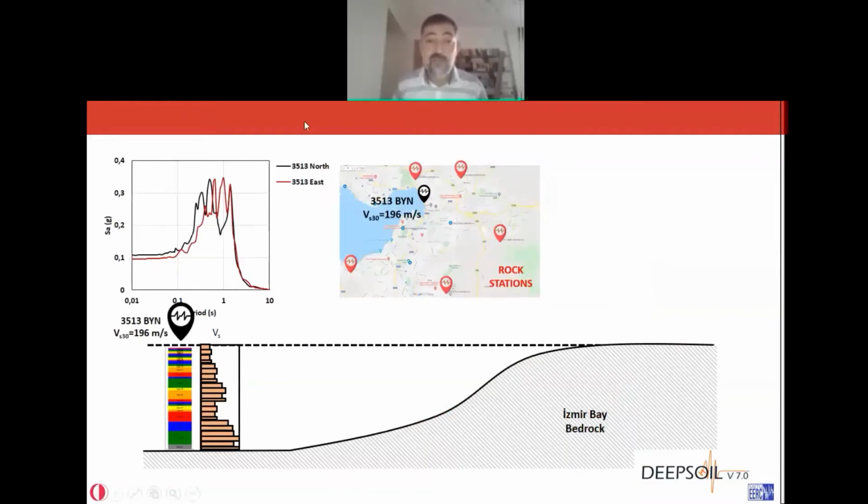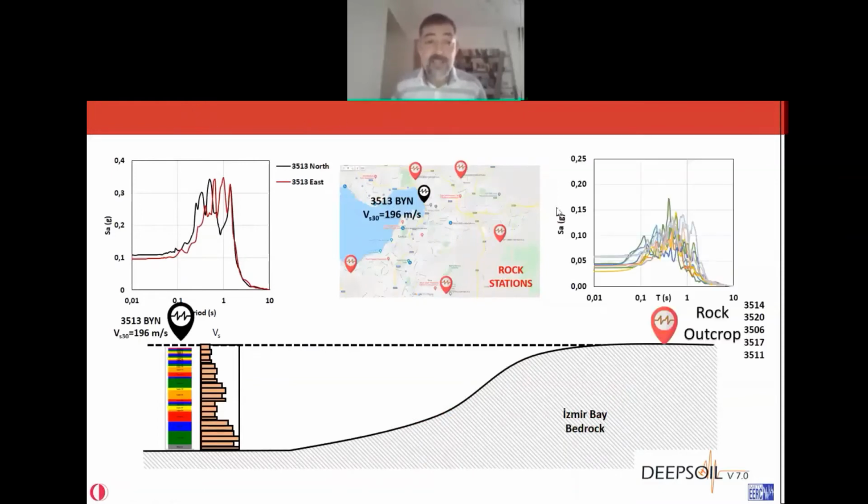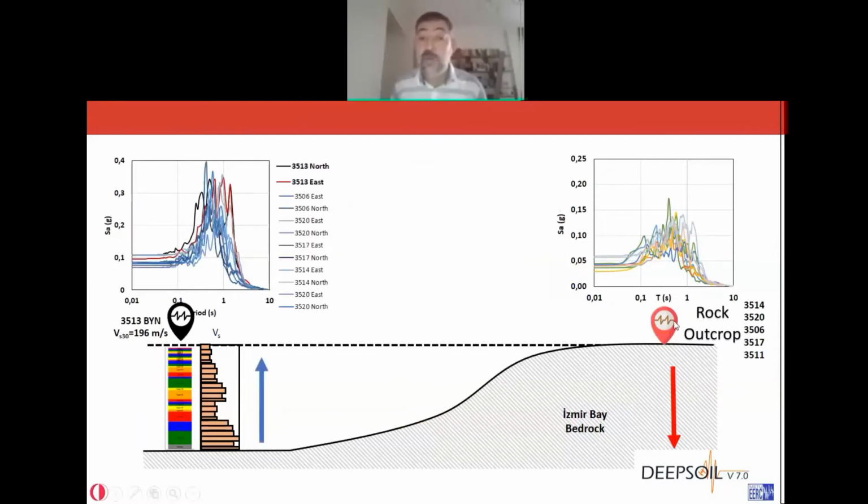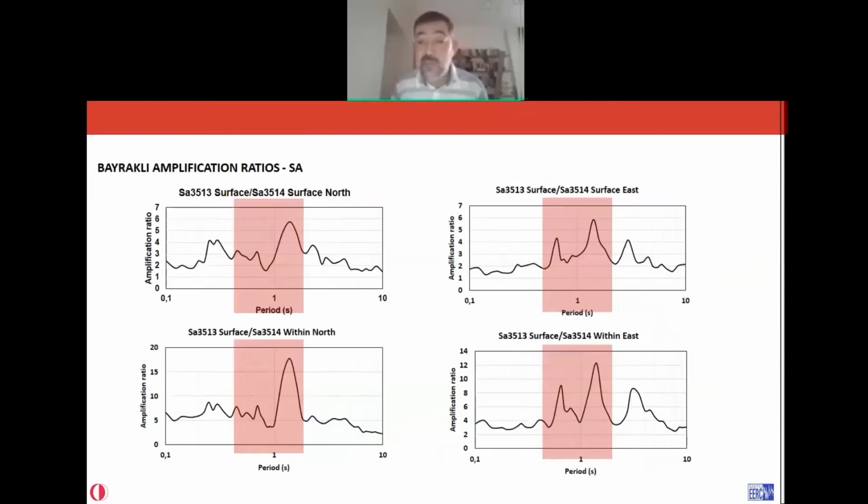We did site response analysis. This is the outcrop recorded motion. These are our rock outcrops. We did deconvolution. We applied it at the base of the soil profile we developed for Bayraklı, and the blue curves are the response of Bayraklı estimated by us. Red and black are the recorded values. Look how beautifully they are matching. So that means, yes, we can mimic, we can analyze the response. The model we generated is quite satisfactory.